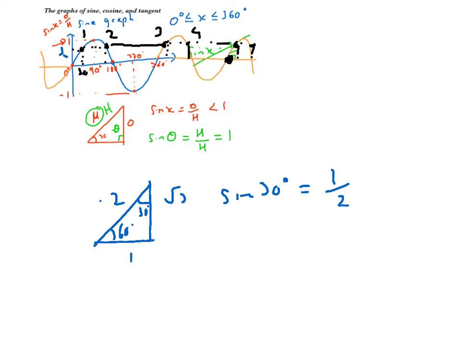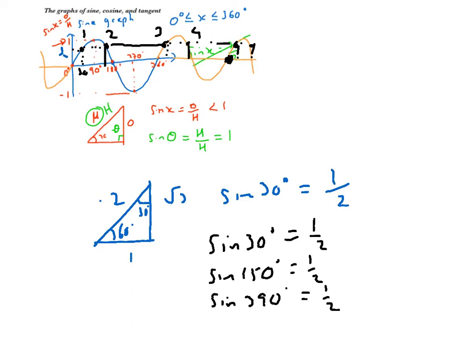So it's not just sine 30 degrees equals a half, it's also this angle here would be 150 degrees, so sine 150 degrees equals a half. And this angle here, this would be 390 degrees, sine 390 degrees equals a half. And also this one here, which must be 360 plus 150 is 510, so sine 510 degrees equals a half. Do you see? So this range is really, really important.